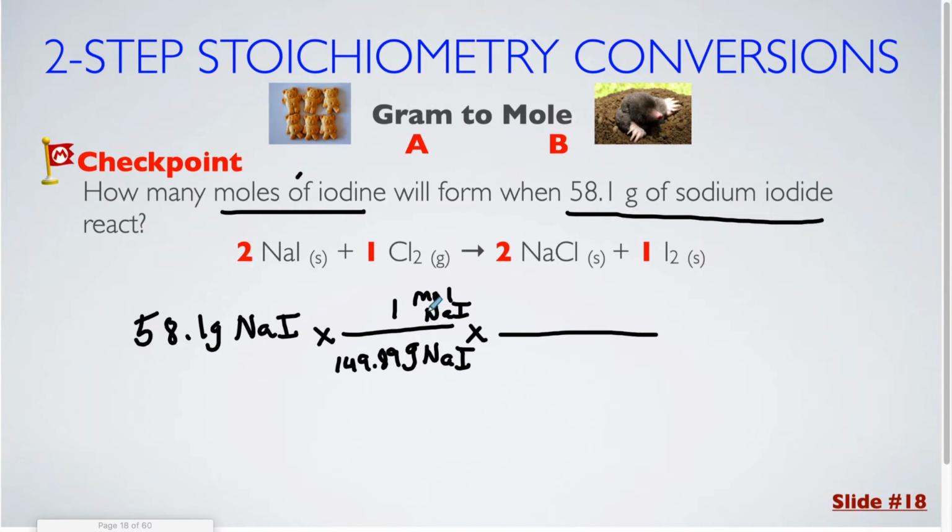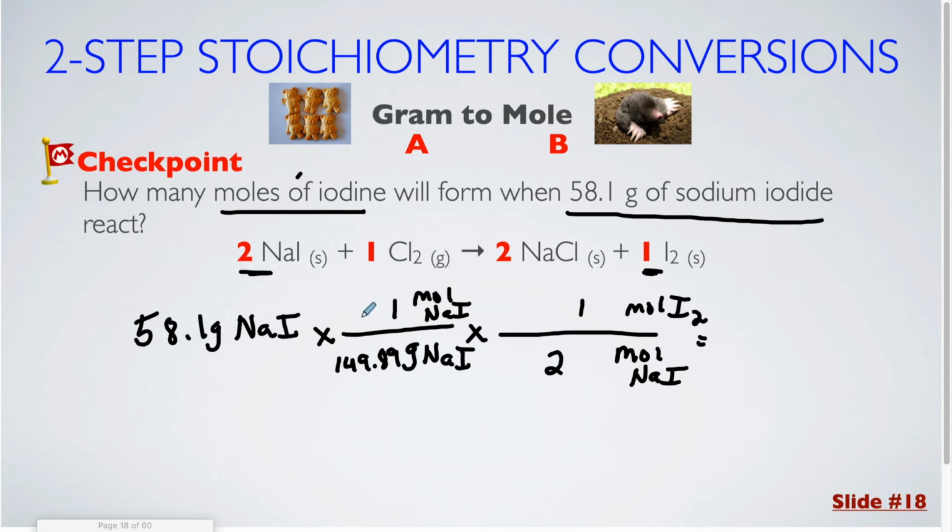All right, for our next part, we are now at moles of sodium iodide, so that is going to go down to the bottom. And we are on our way to moles of iodine, which is a diatomic element, so it's I2. The mole-to-mole ratio is always from the balanced equation. So for every 1 iodine, I have 2 sodium iodide. So that's a 1 over a 2.